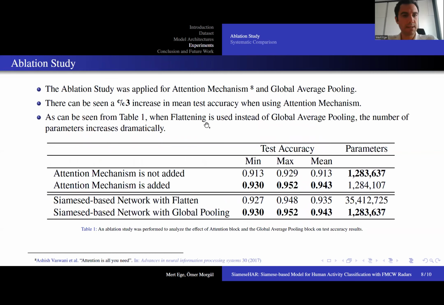Furthermore, we applied an ablation study for the attention mechanism and global average pooling. When we use the attention mechanism, there is a 3% increase in mean test accuracy that can be seen in table 1. And also when we use global average pooling instead of the flattening layer, the number of parameters decreases dramatically.